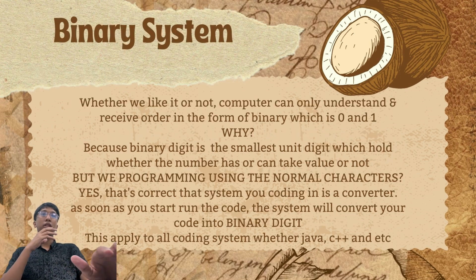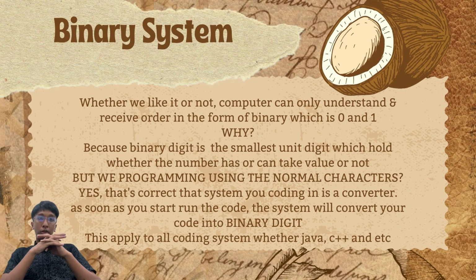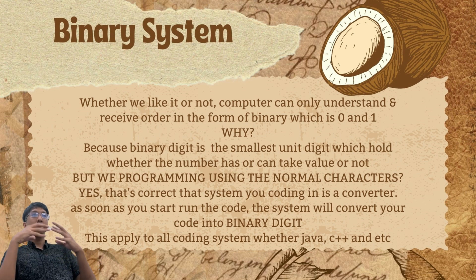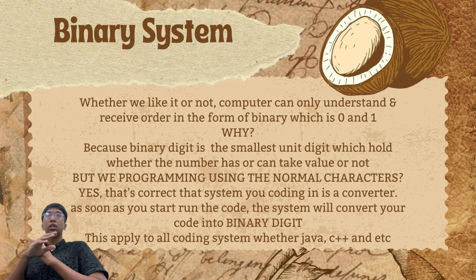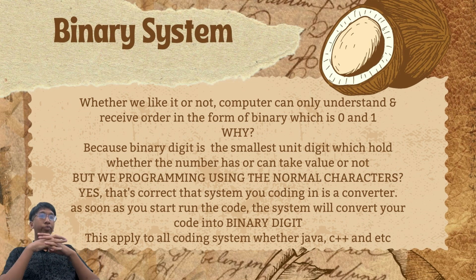Alright, next we go to the binary system. Whether we like it or not, a computer can only understand and receive orders in the form of binary, which is 0 and 1. And you may ask, why must it be 0 and 1? Because a binary digit is the smallest unit of digital information, which holds whether the number has a value or not. This is very important. This is the most important part for the computer to receive orders.